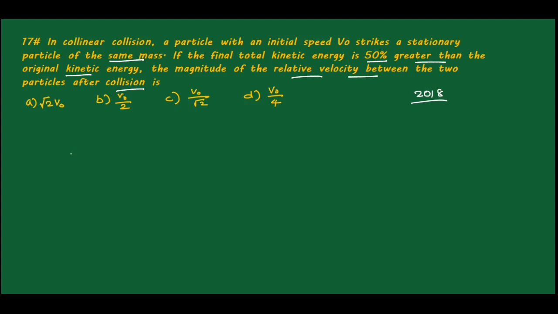That means one particle, with the initial speed v0, strikes a stationary particle of the same mass. It is already at rest, v equal to 0, and both have mass m. If the final total kinetic energy is 50% greater than the original kinetic energy, suppose the original kinetic energy is half of m v square.